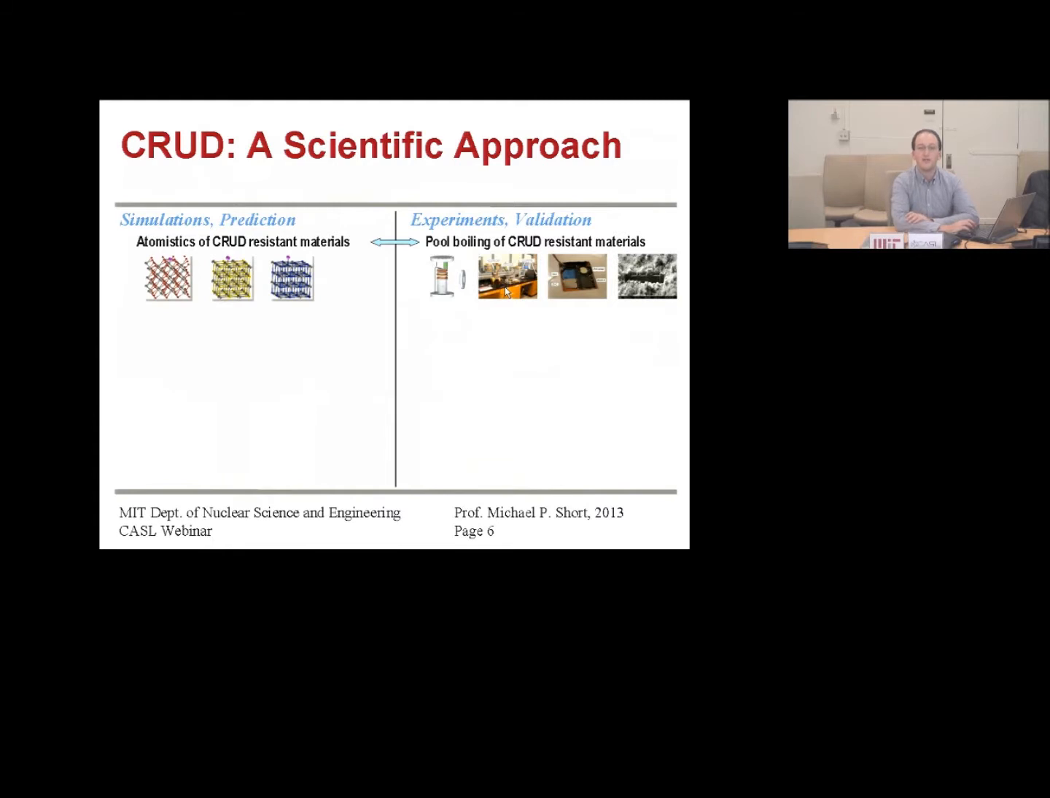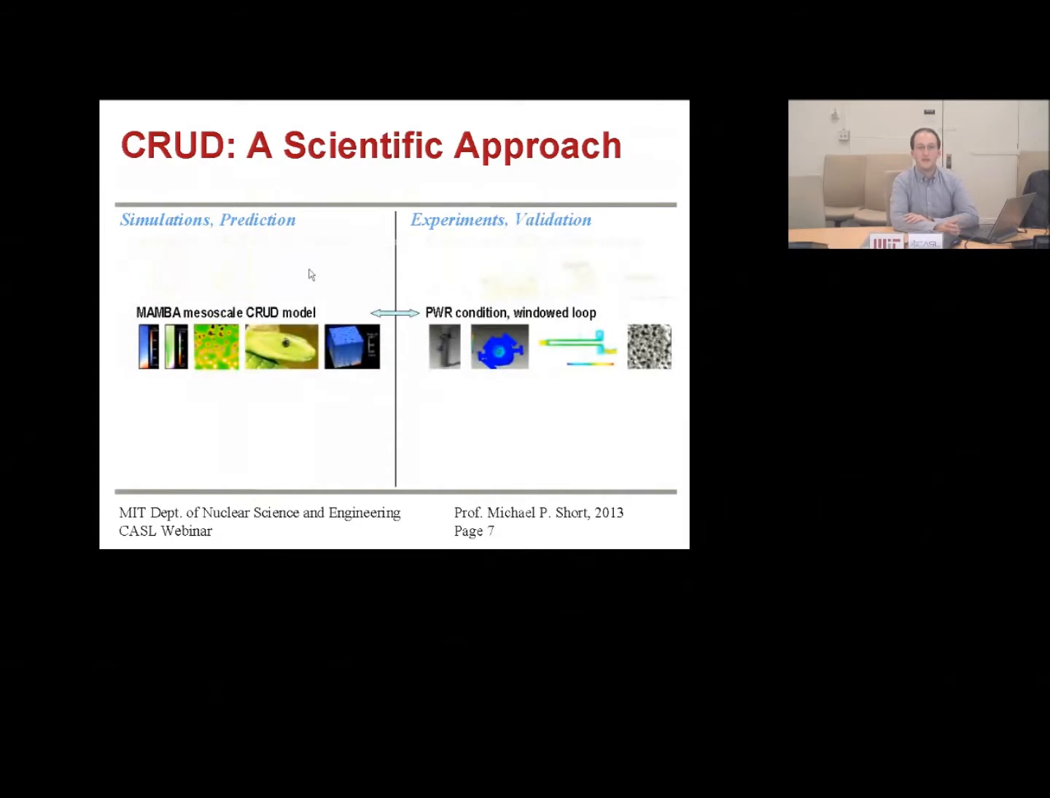So in our group, we're actually trying to grow CRUD in the lab, and I'll explain a little bit more at the end of this talk, and see if these results correspond with the simulations at the atomistic level. Up at the mesoscale, which is that middle scale I talked about, we have the MAMBA model, specifically my part, which is known as MAMBA-BDM, for boron deposition model. And for those who don't know, this is a picture of a green mamba, so the logo of our code.